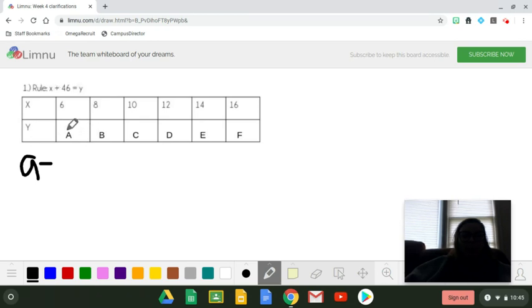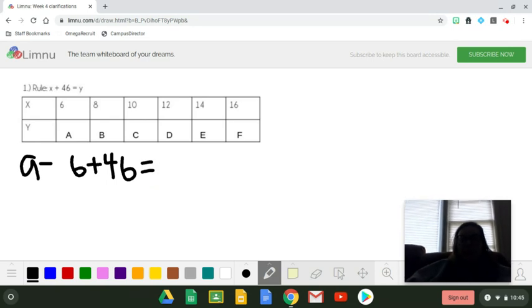So for this y value, this is the corresponding x value. So if x is 6 plus 46, if we do 46 plus 6, we can just count up, right? 46, 47, 48, 49, 50, 51, 52. So A would equal 52.